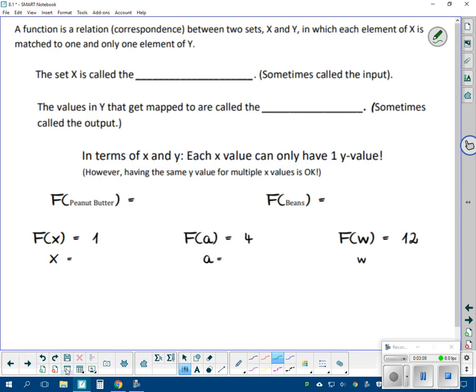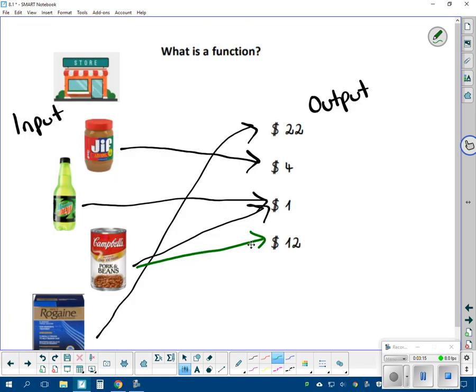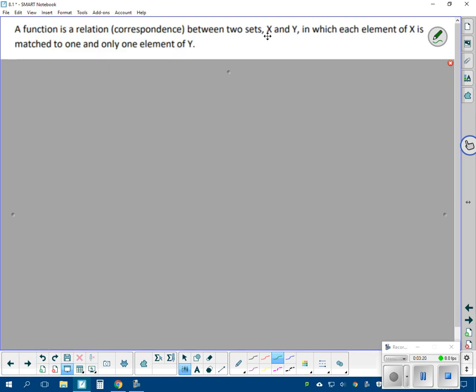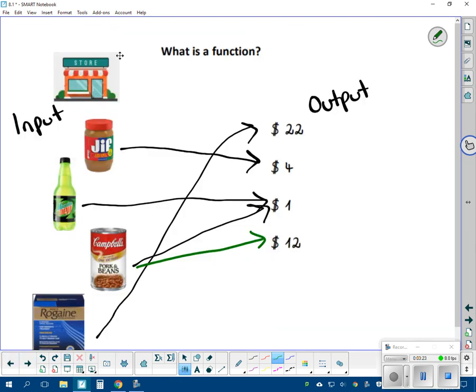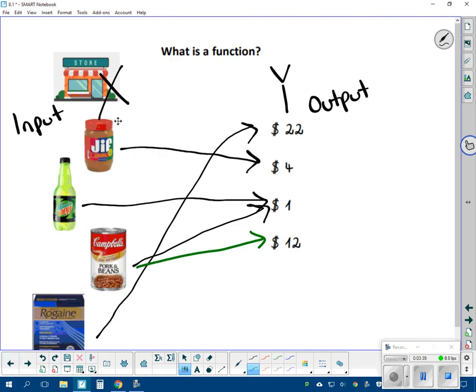So some vocabulary here. What is a function? It's a relation, a correspondence. That's what we have here. We're relating items to their costs. So it creates a correspondence between two sets, x and y. Here's my x's over here. Here's my y's, input and output, in which each element of x is matched to one and only one element of y. Whoops, wrong way. So each thing in x can only be paired up with one thing in y. Okay, so this cannot be there.